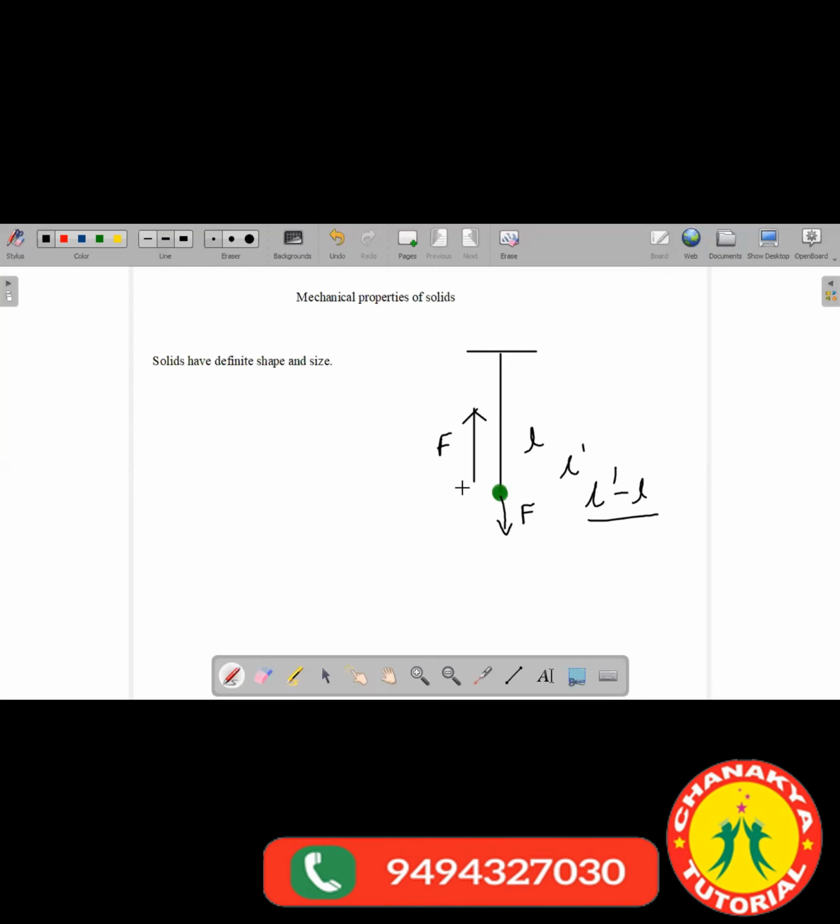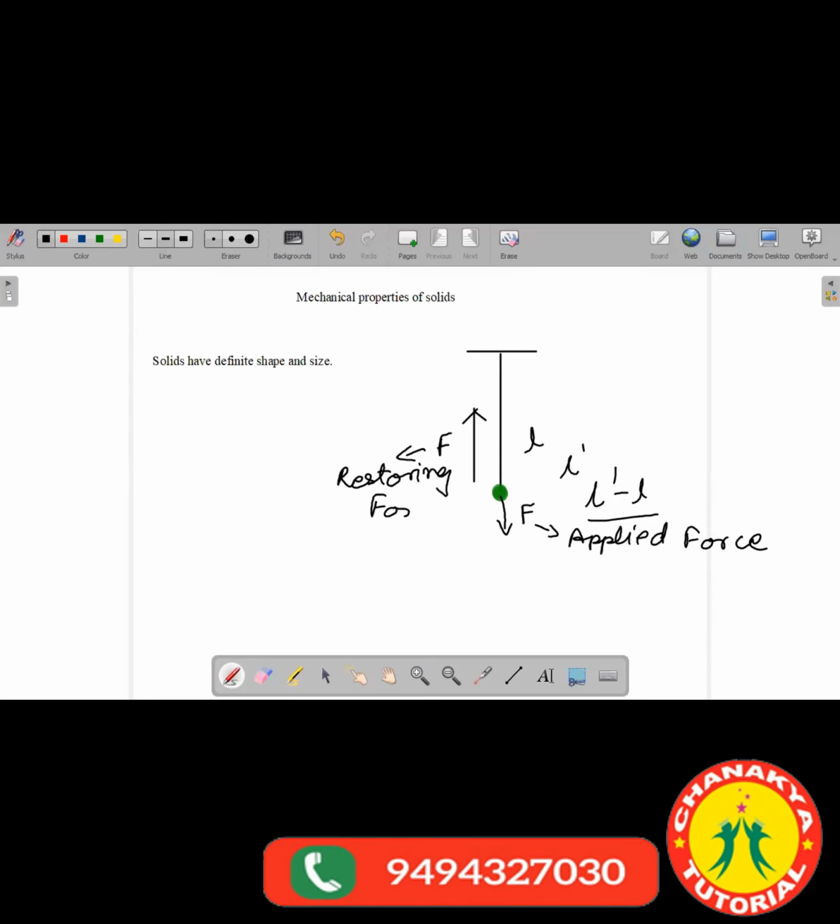So here we observe that these two forces are acting in opposite directions. The force that we had applied earlier, we call this the applied force. And the force that has been set up between the molecules or the atoms is called the restoring force. So we observe here that a restoring force has been set up in the material.